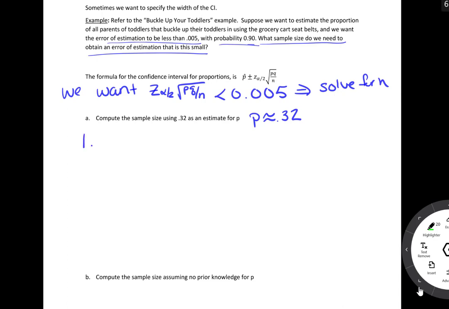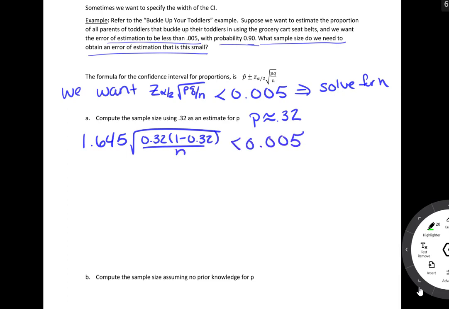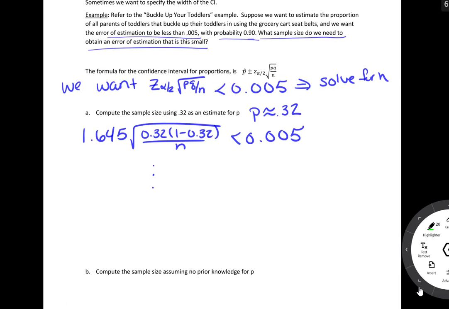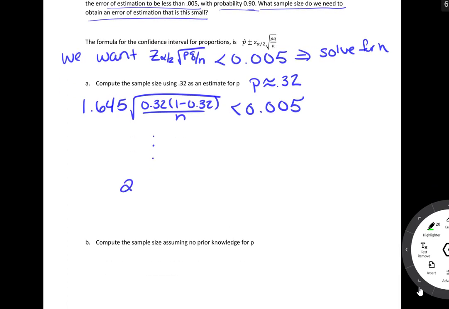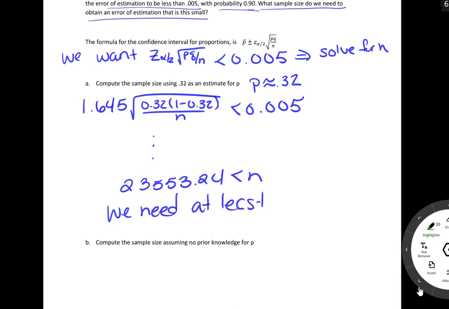So to do this, we have 1.645 times the square root of 0.32 times 1 minus 0.32, divided by n, and that is going to be less than 0.005. Next, we would solve for n. I'll leave you to confirm that on your own, but we find that 23,553.24 is less than n, so this suggests we need at least 23,554 subjects in the sample.